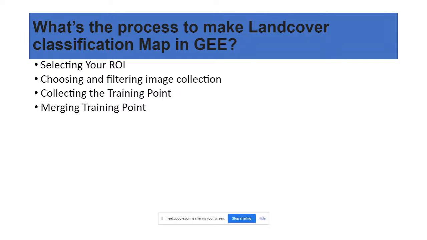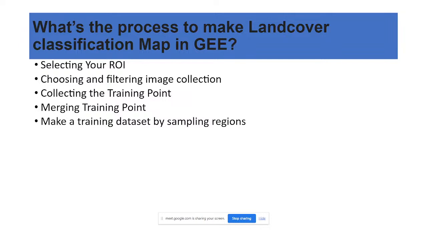Then you need to merge all of those training points. You can simply merge them, and after that you need to use a function called the sampleRegions function. This sampleRegions function mainly extracts the band pixel values from your satellite images. Suppose you take training points for the water body, it extracts the band pixel values of the water body. You collect training points for the built-up area, it extracts the built-up area pixel values. You collect training points for cropland, it extracts the band values from the cropland. Okay, so it's our data set.